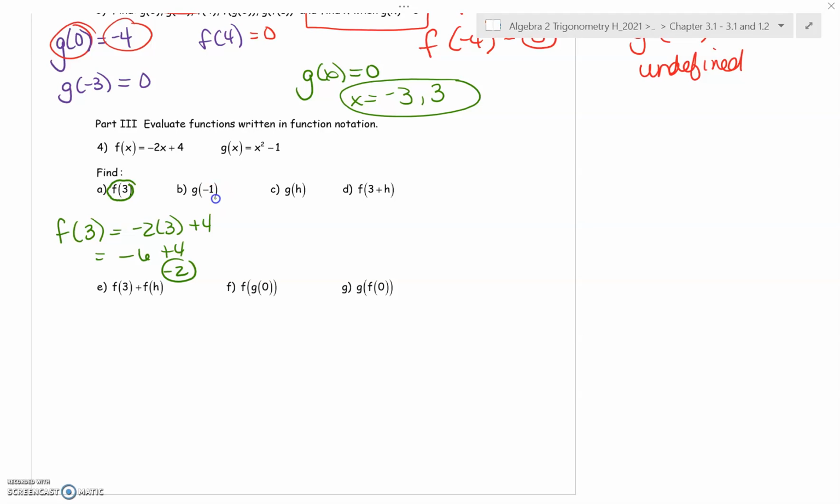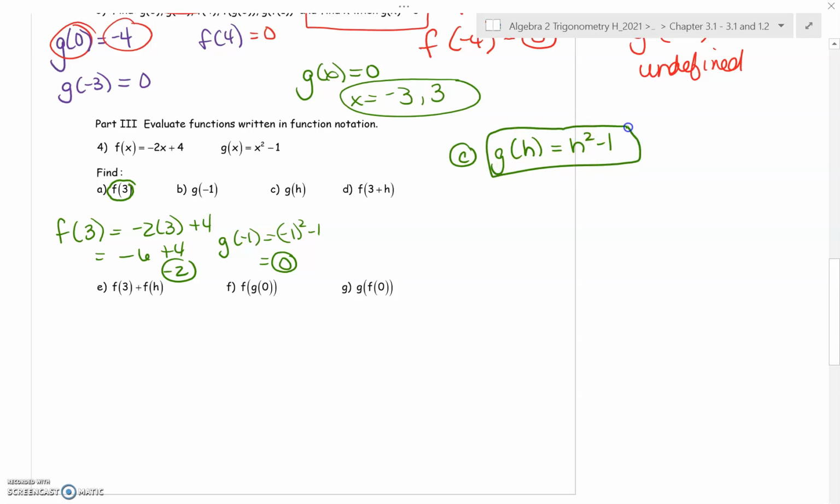Okay, come on back. So notice for g, this time, we're going to put negative 1 in for x. And you should end up with 0. Okay, let's go ahead and write this over here. First, g of h, you're going to substitute an h in for x. There you go. So your answer has an h in it.